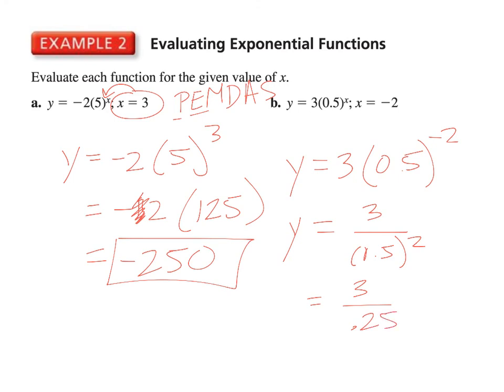Just think of it this way in terms of money. How many quarters will fit into $3? Well, that's going to be 12 quarters. Pretty simple stuff.